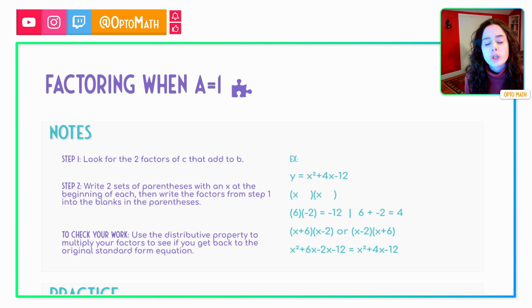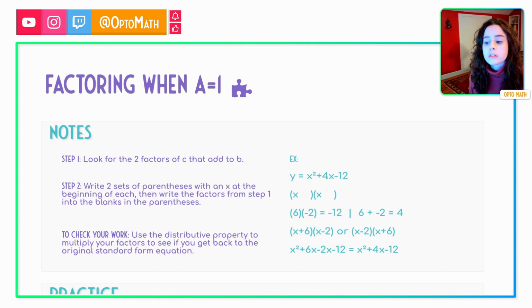Next, we're going to write two sets of parentheses where x is in the beginning, leaving space to fill in those two factors that add to b but multiply to c. And to check our work, we can simply use the distributive property and multiply out our factors, which are those things in parentheses, to see if we get back to our original standard form. So let's look at an example.